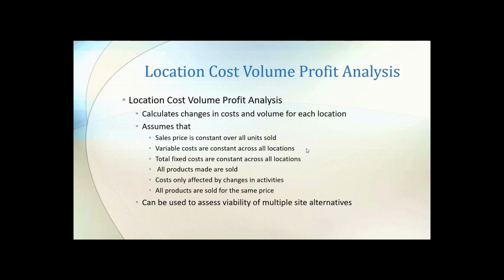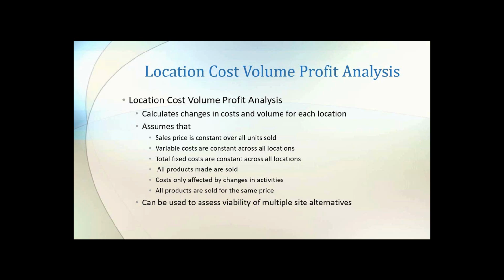So I already showed you this. Now, location cost volume profit analysis is used to calculate changes in cost and volume for each location that you want to decide upon. The assumptions are that sales price, variable costs, and fixed costs are constant across all locations. And this is difficult because you may have certain locations that might have different fixed and variable costs. It uses even measurements across all the sites. So for all products made or sold, costs are only affected by changes in activities. So if you change the activities related to a product, that would be reflected in your fixed and variable costs.